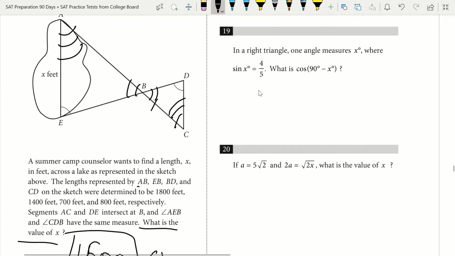Also, if you're given units in feet and you have a diagram like that, I recommend going ahead and putting them onto that diagram. So in this case, we had 1800, we had 700, 800, all of that. I'd recommend putting that on your diagram as well.